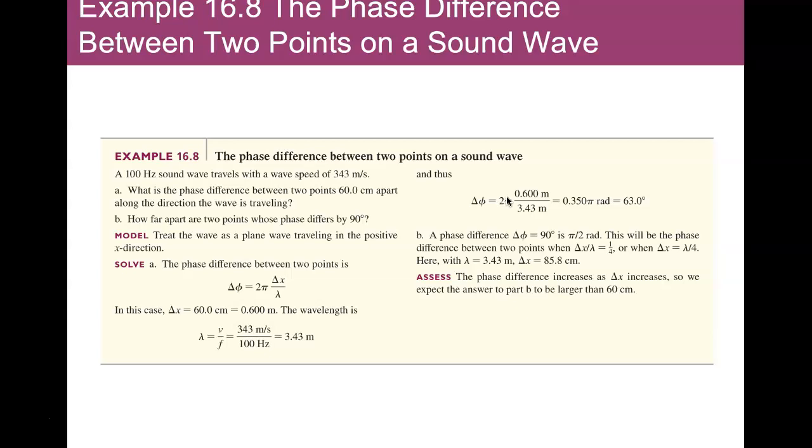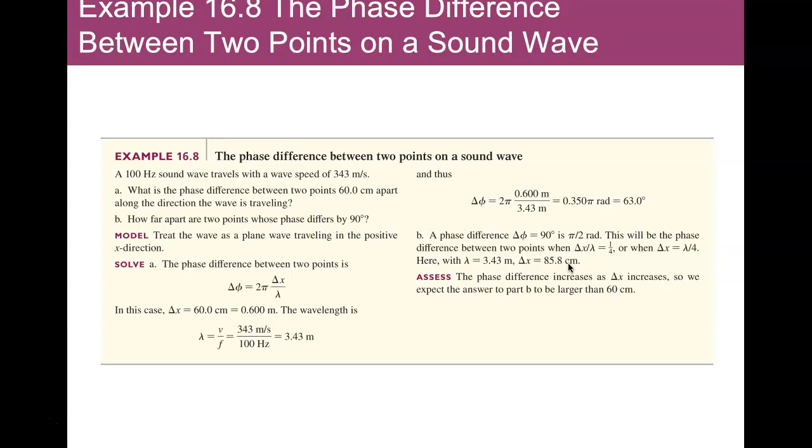Part B is saying how far apart are 2 points whose phase differs by 90 degrees. So 90 degrees is pi over 2 in radians, right? So pi over 2 must be 2 pi delta x over lambda. So delta x over lambda should be a quarter, right? A quarter times 2 gives us 1 over 2. Yeah, and it's just lambda over 4. We again have lambda. We put it in.